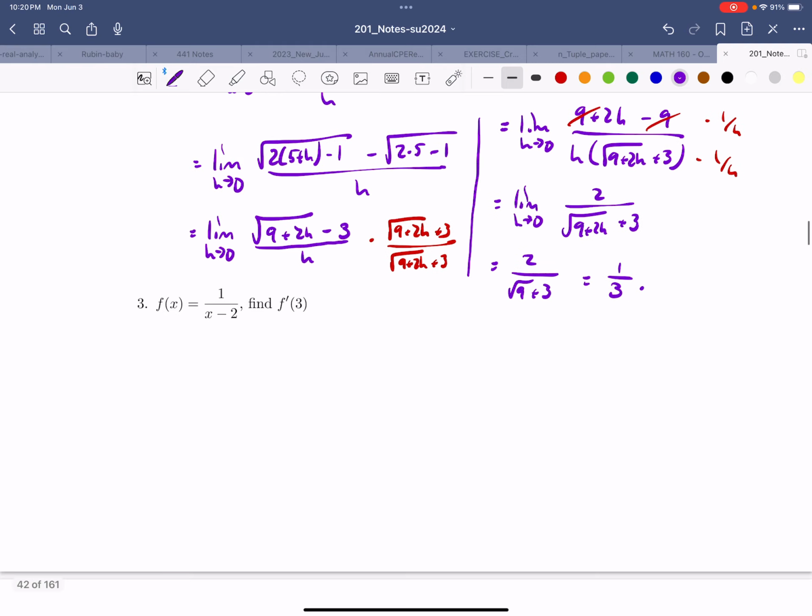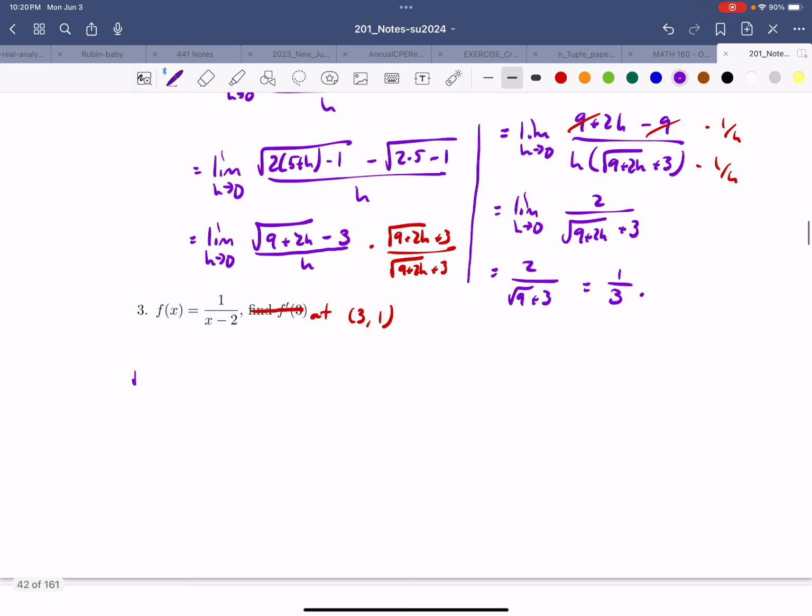Last but not least, find f prime of 3. Now, again, they said at the point. This should really say at the point 3 comma 1. Okay? f prime of 3 equals the limit as h approaches 0 of f of 3 plus h minus f of 3, all over h.